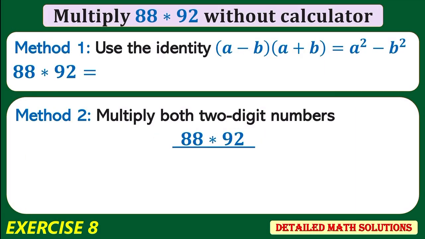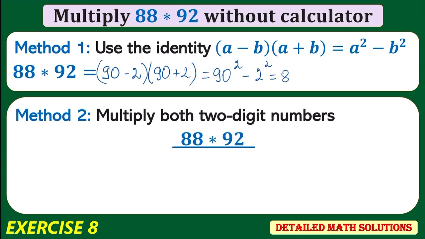Lastly, I need to multiply 88 and 92. Again, I can write 88 as 90 minus 2 in parentheses multiplied by 90 plus 2 in parentheses. This equals 90 squared minus 2 squared. This equals 8,100 minus 4. When I subtract both numbers, I get 8,096.